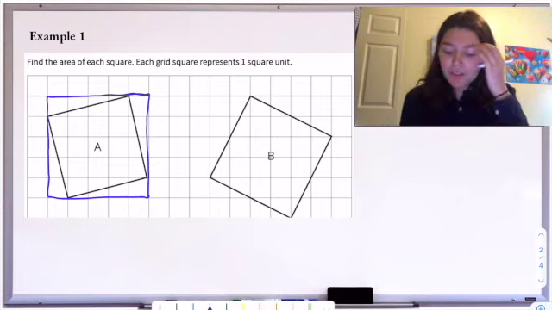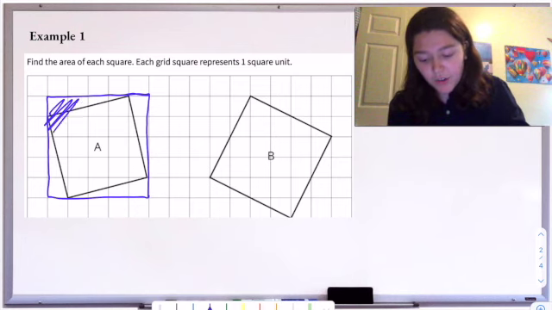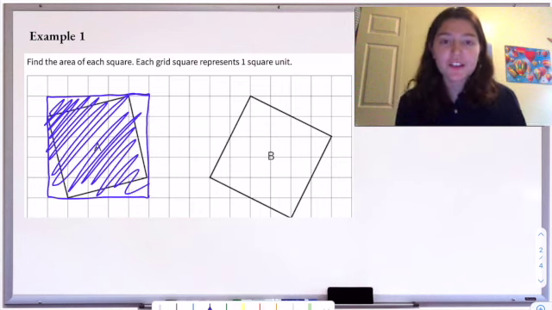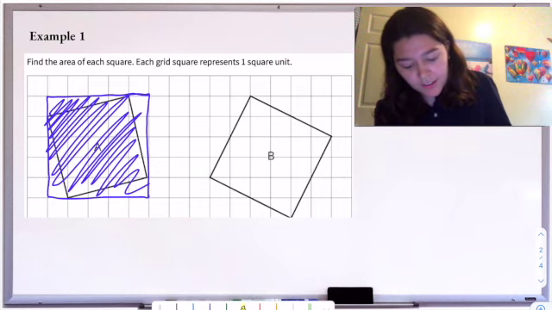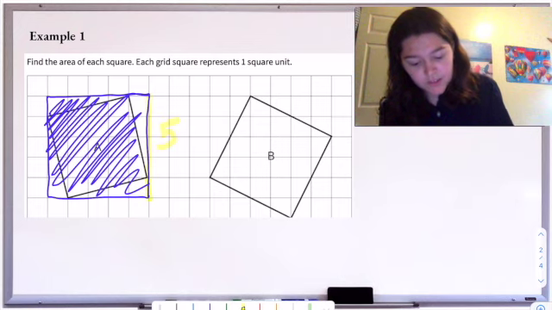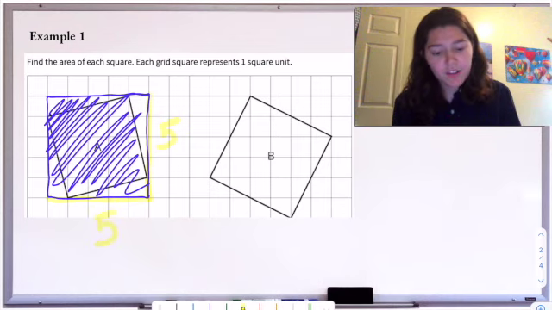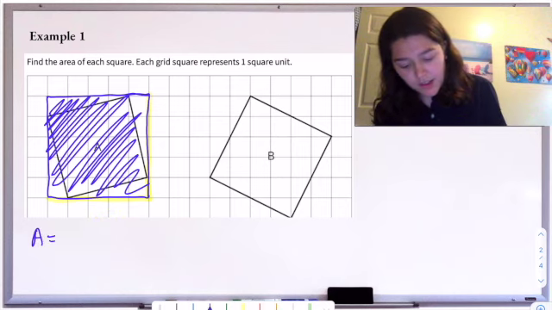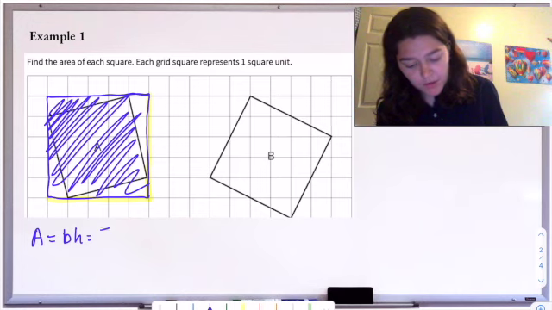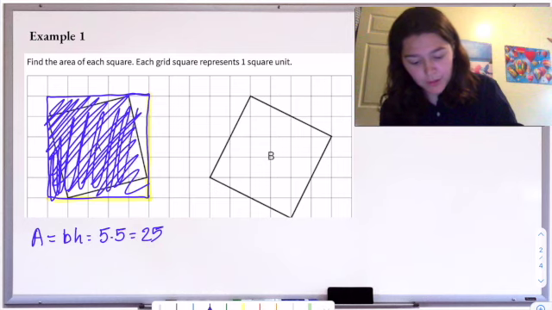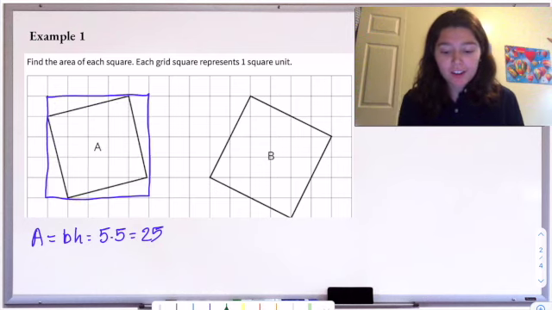And now I'm going to first try to find the area of this whole non-tilted square. Okay, so this has a side length, I have 1, 2, 3, 4, 5, and then my base, 1, 2, 3, 4, 5. So the area of my whole blue shape is base times height, which is 5 times 5. Okay, so that's the area of this whole blue square. So we know that the area of tilted square A is going to be smaller than 25.